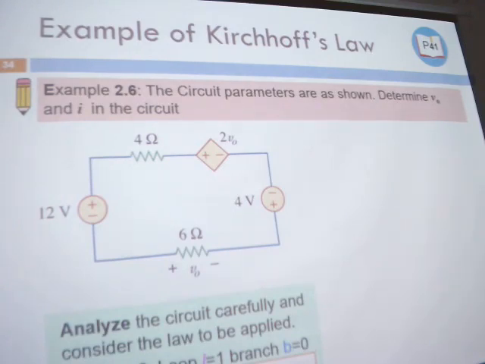Oh, okay. Because this one just has one loop. It has just one loop, or we can say it just has one current, but we don't know the direction. It doesn't matter. We can give the direction maybe like clockwise. So we analyze this one carefully, and we consider the law to be applied.